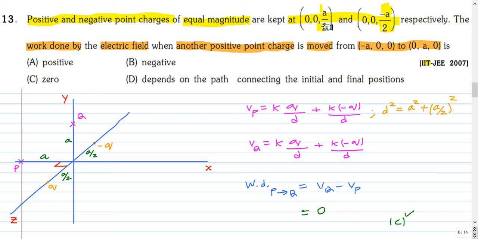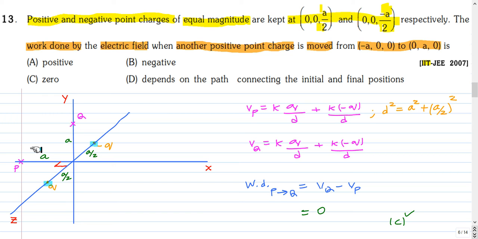at z equal to a by 2 and z equal to minus a by 2. So it is these two locations: positive charge at z equal to a by 2, and at z equal to minus a by 2 we have negative charge. And a positive charge is moved from the point x equal to minus a, that is this point P, to y equal to a, that is this point Q.